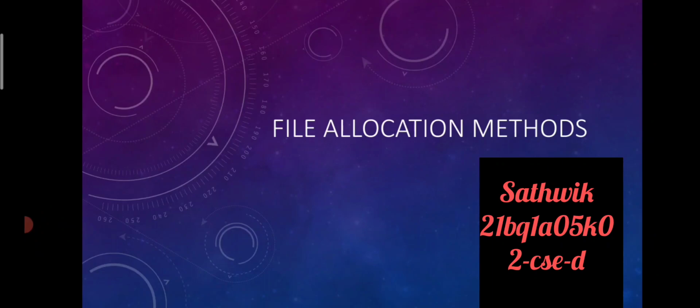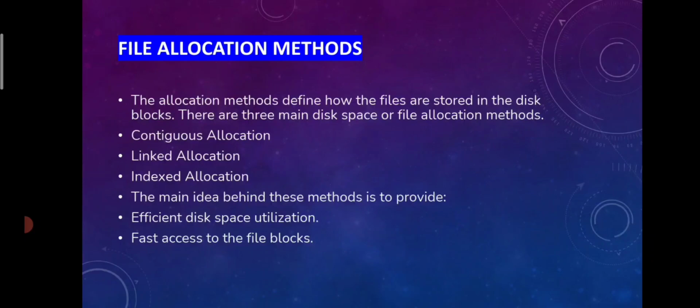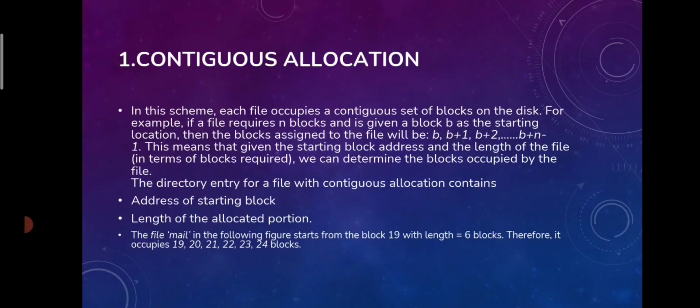In this video, I want to explain the file allocation methods. The allocation methods define how the files are stored in the disk blocks. There are three main file allocation methods: contiguous allocation, linked allocation, and index allocation. The main idea behind these methods is to provide efficient disk space utilization and fast access to the file blocks. So okay, let's see the allocations one by one.